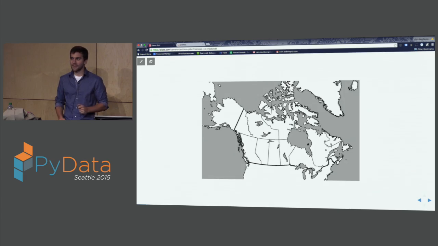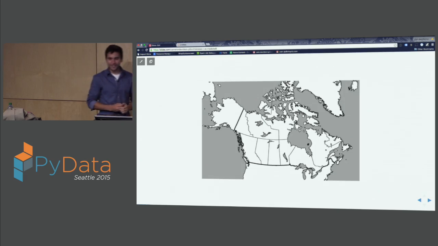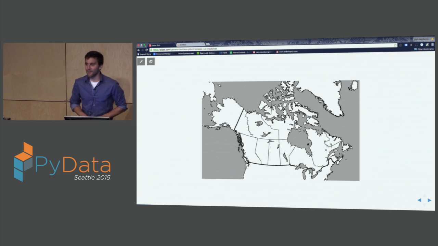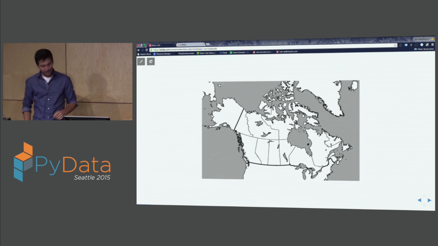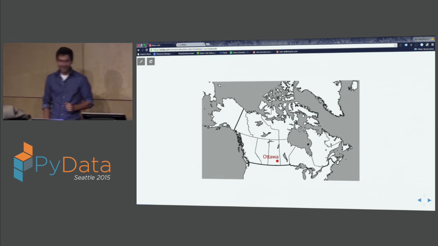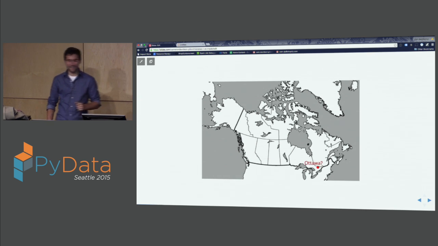This is a map of Canada, unlabeled. I want you to think about where Ottawa is on this map of Canada. Just make a mental guess. Everyone ready? Okay, that's Ottawa. Just kidding, that's not Ottawa, that's Ottawa, I think.